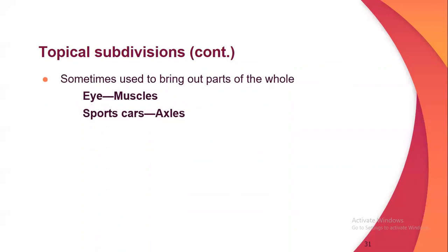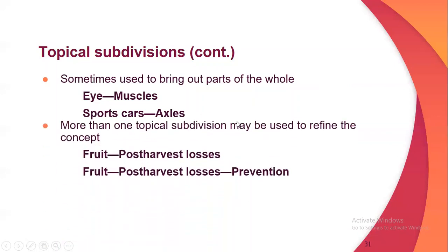Sometimes used to bring out parts of the whole. Muscles, sports cars / axles. More than one topical subdivision may be used to refine the concept. The fruit post-harvest losses, or the fruit post-harvest losses / prevention. Topical subdivisions are coded X.